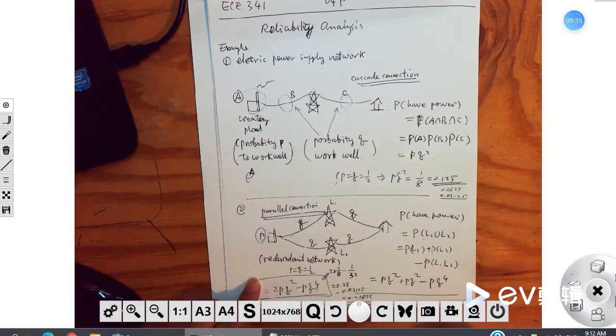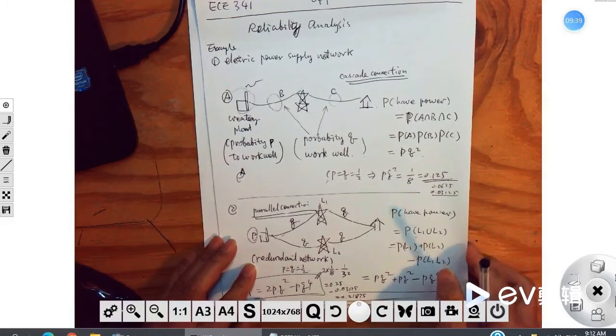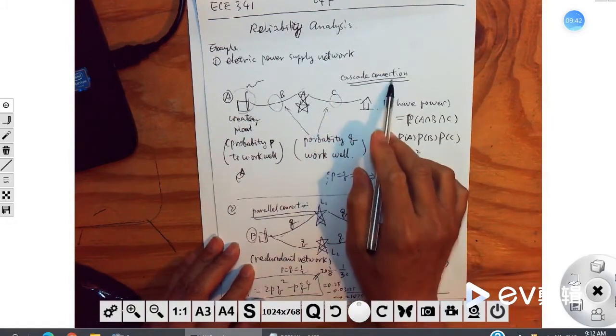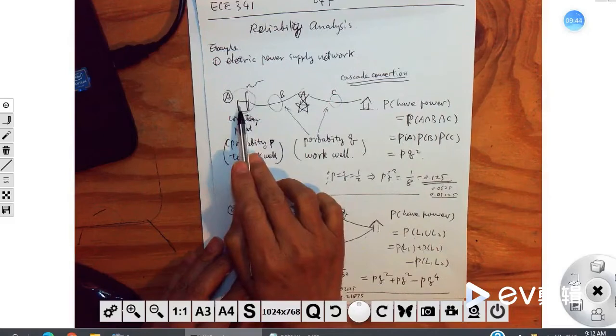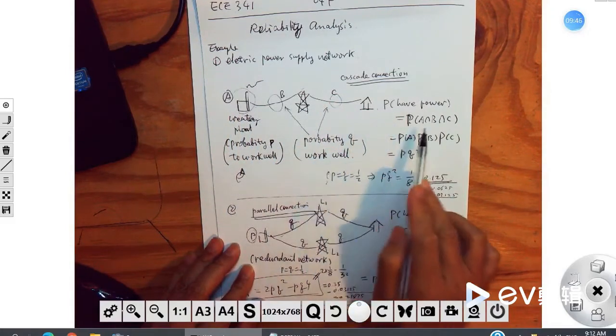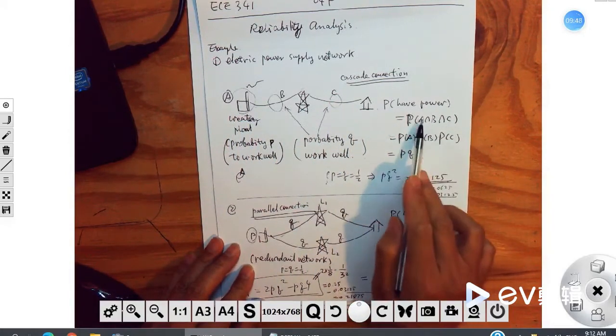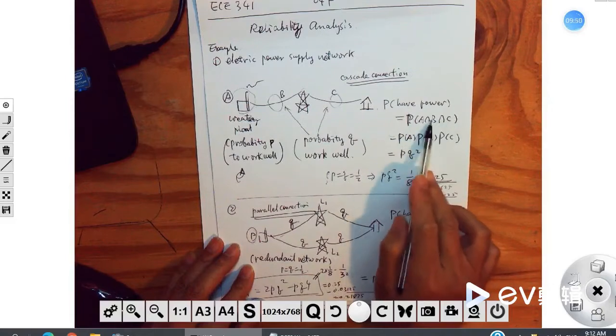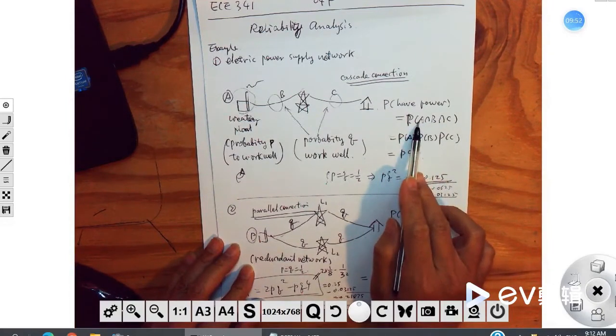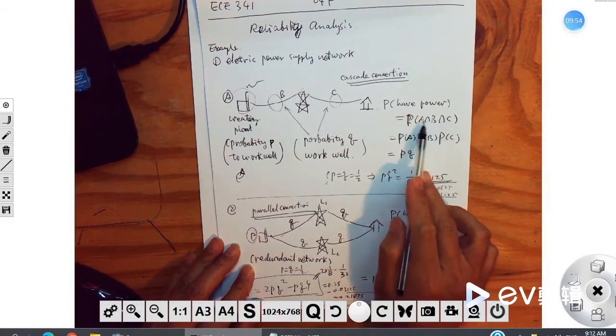Parallel connection. All right, and the calculations are different. For the cascade connection, if the whole path works, that means each part will work. Each part, all of them, they have to work. So here's the intersection. All of them now work.